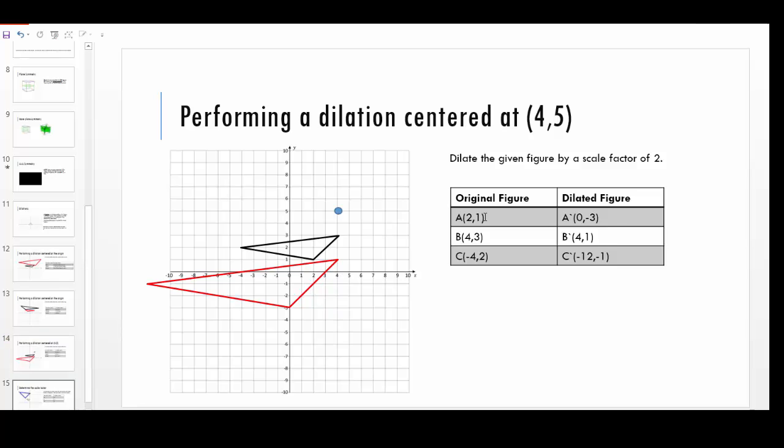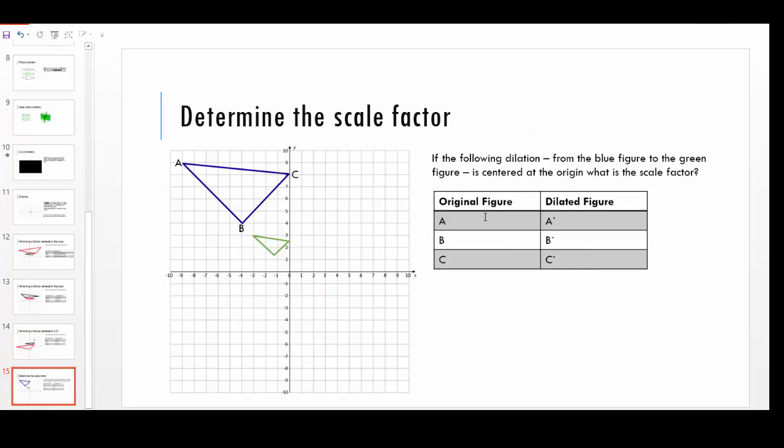Lastly, what if you're given two figures and you have to determine the scale factor? So all you have to do is pick a point from one figure and the corresponding point on the other figure to determine the scale factor. So if we look at maybe coordinate A's coordinate, which is -9, 9, and A prime's coordinate. So if we look at A, it's right here. So A prime is this coordinate. And A's coordinate is -3, 3.